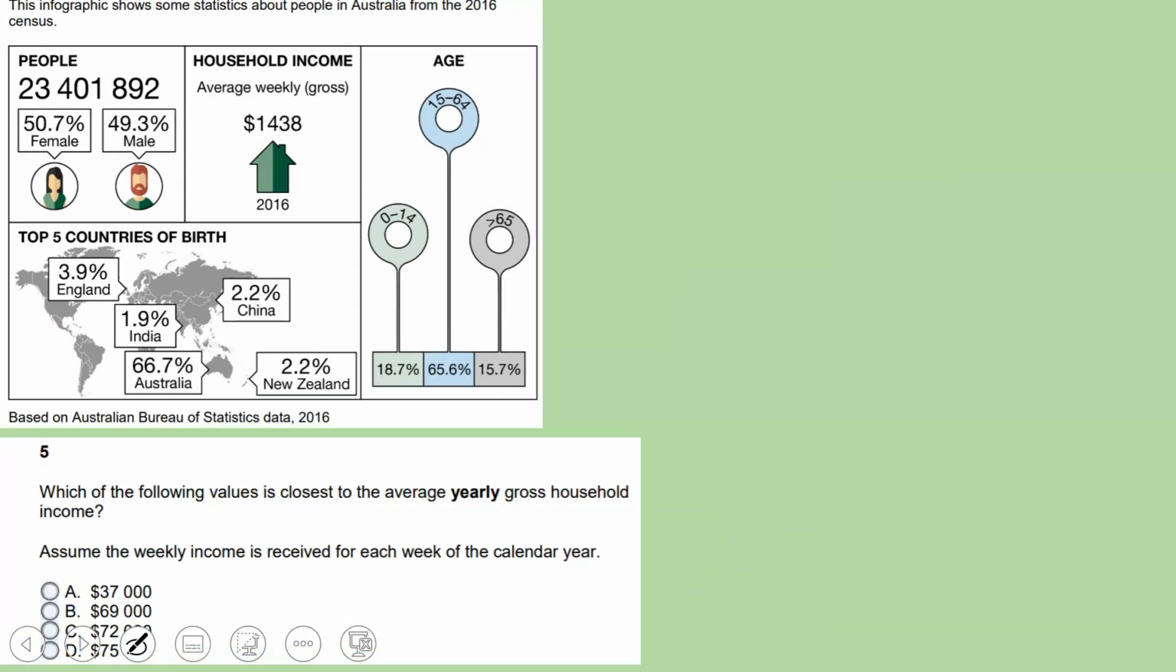So now there's further questions on this. Which of the following values is closest to the average yearly gross household income? So we've got our weekly amount, but we want to know the yearly amount. So we would then need to get that weekly amount, $1,438. We need to times it by how many weeks there are in a year to get the yearly amount. How many weeks in a year? Hopefully you know that is 52. And I'll just put it in on my little calculator. 52 times 1,438.